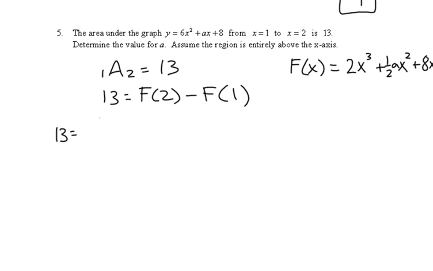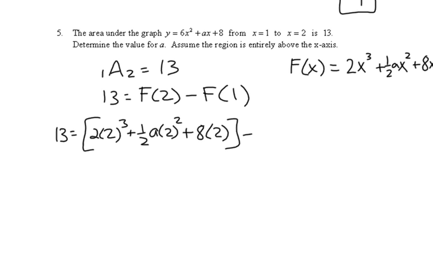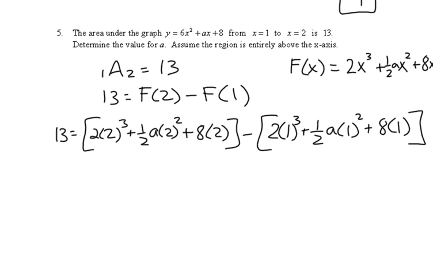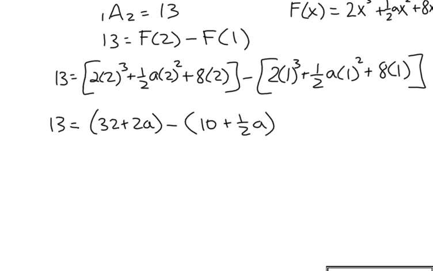So now we're going to sub it in. 1/3 times 2 cubed plus 1/2 a times 2 squared plus 8 times 2, minus the same thing with 1. When you simplify this, in the first bracket we get 32 plus 2a, and in the second bracket we get 10 plus 1/2 a. Distributing the negative and rearranging, you get a equals negative 6.